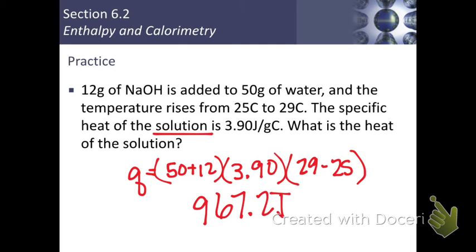967.2 joules. Okay. And we raised our temperature, which means we should come out positive here. If our temperature had been lowered, it would have automatically come out negative because my delta T would have been negative. Right? So it should come out in the correct direction for you, the correct sign.